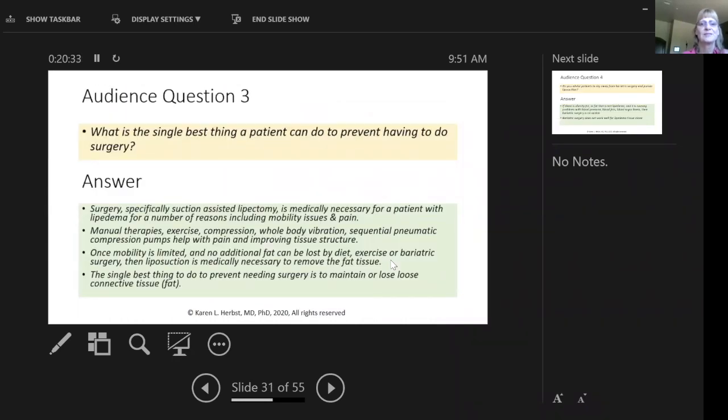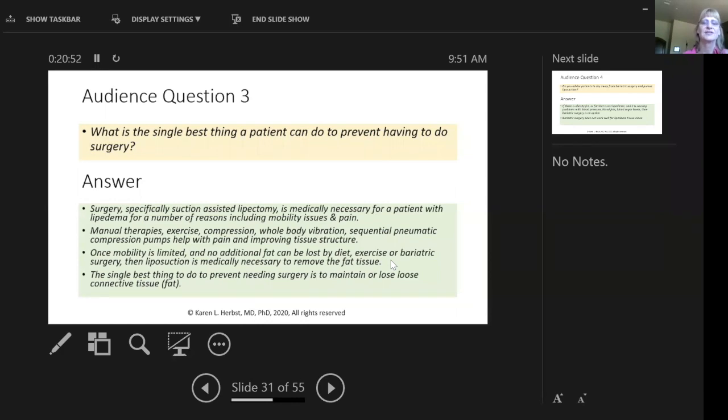Question number 3, what is the single best thing a patient can do to prevent having to do surgery? Well, surgery, if we are thinking of it as suction-assisted lipectomy or liposuction, is medically necessary for a patient with lipedema for a number of reasons, and these include mobility issues and pain.